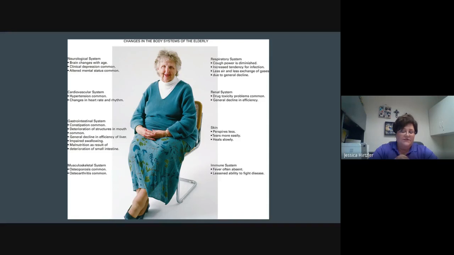In our GI system, our taste buds begin to deteriorate. And that sucks, huh? So we may not enjoy food as much as we once did. Gum disease causes tooth loss, so now we got to wear dentures. The smooth muscles in the esophagus begin to decrease. Okay, they don't work like they once did. So now we have chronic heartburn.